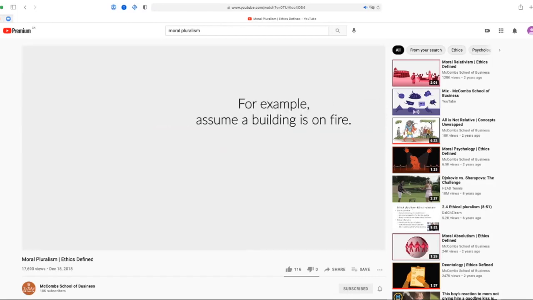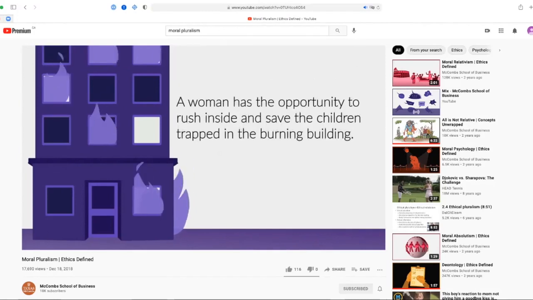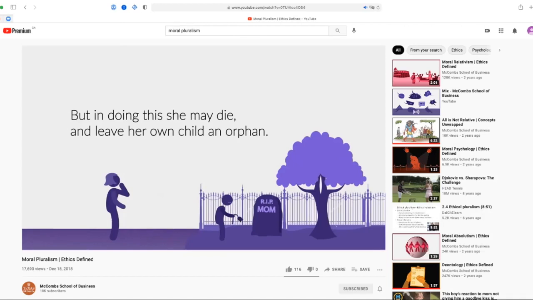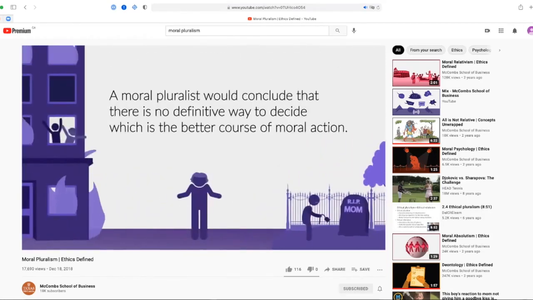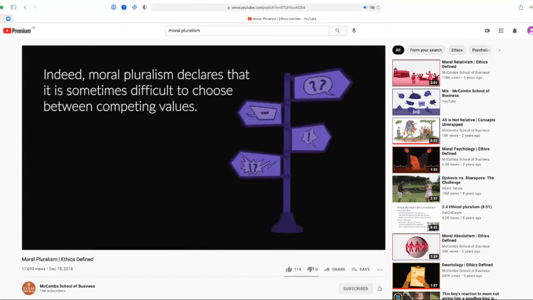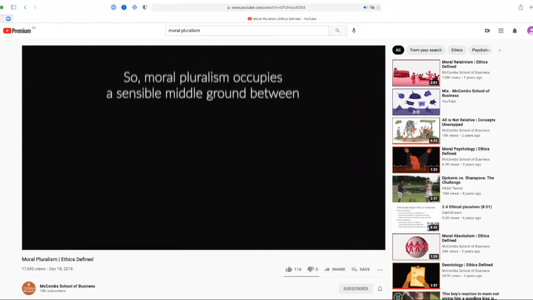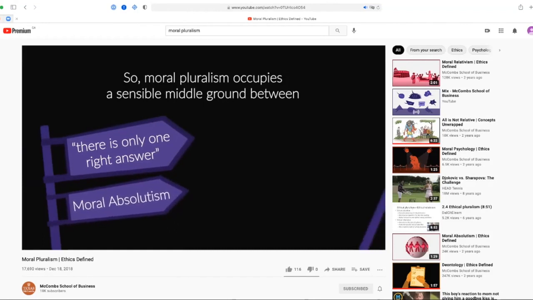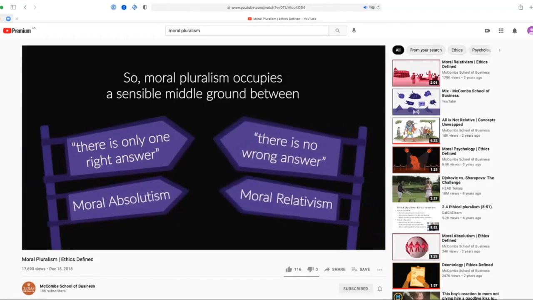For example, assume a building is on fire. A woman has the opportunity to rush inside and save the children trapped in the burning building. But in doing this, she may die and leave her own child an orphan. A moral pluralist would conclude that there is no definitive way to decide which is the better course of moral action. Indeed, moral pluralism declares that it is sometimes difficult to choose between competing values. So, moral pluralism occupies a sensible middle ground between there is only one right answer, as moral absolutism says, and there is no wrong answer, as moral relativism claims.